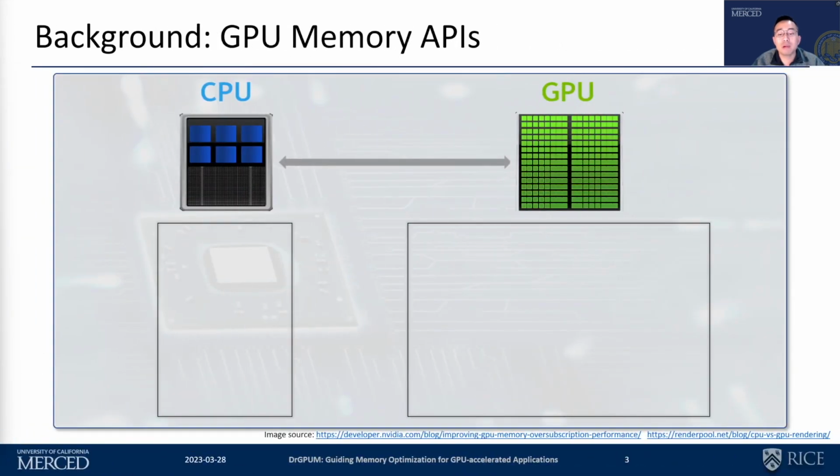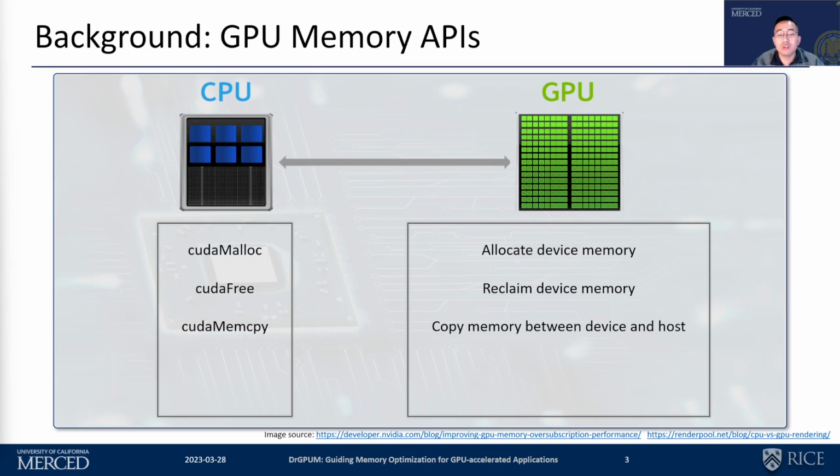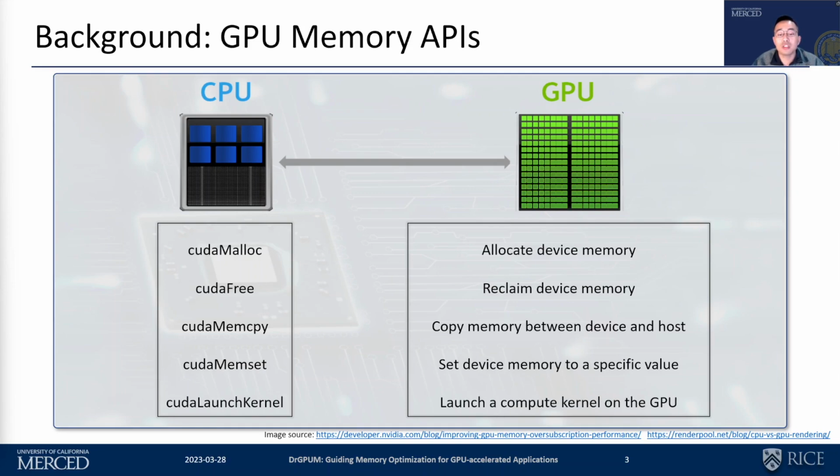GPU memory is primarily managed by the following 5 GPU memory APIs. CUDA-malloc allocates a chunk of device memory. CUDA-free reclaims a chunk of device memory. CUDA-memory copy copies memory between the device and the host. CUDA-memory set sets the device memory to a specific value. CUDA-launch kernel launches a compute kernel on GPU.